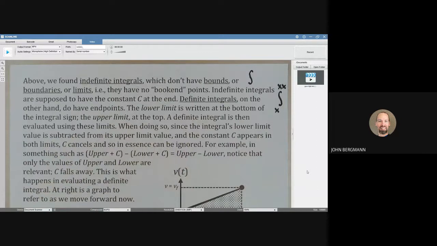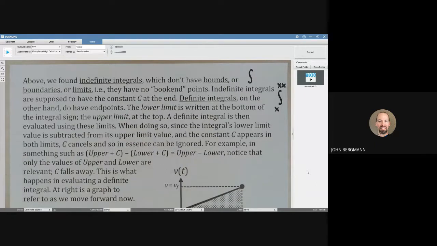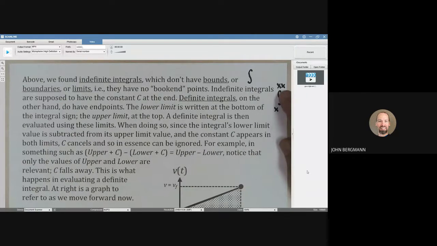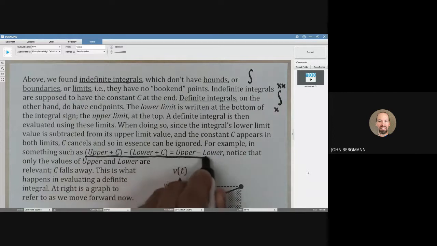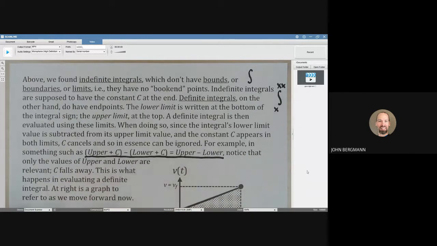Now, here's the thing. Since the integral's lower limit value is subtracted from its upper limit value, the constant c appears in both limits. If you put the constant c in there, you have to apply it when you're evaluating the upper limit, and you have to put it in there when you're evaluating the lower limit. You can see this little equation right here: the upper limit that includes the constant minus the lower limit that includes the constant, and the constant of integration falls away. So if you have a definite integral, you don't really have to add that plus c at the end. If you have an indefinite integral, it's most appropriate to put that in there.